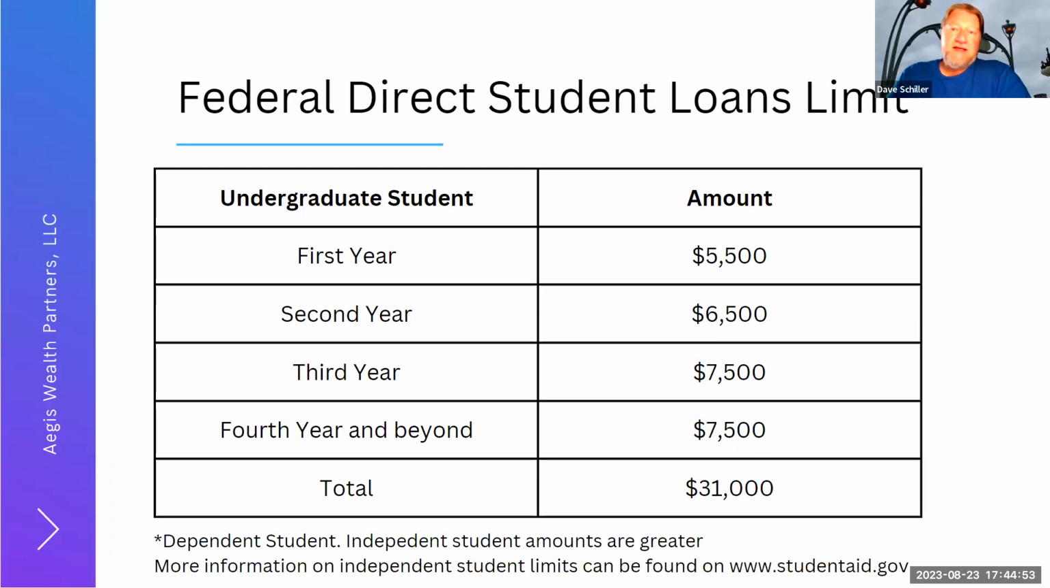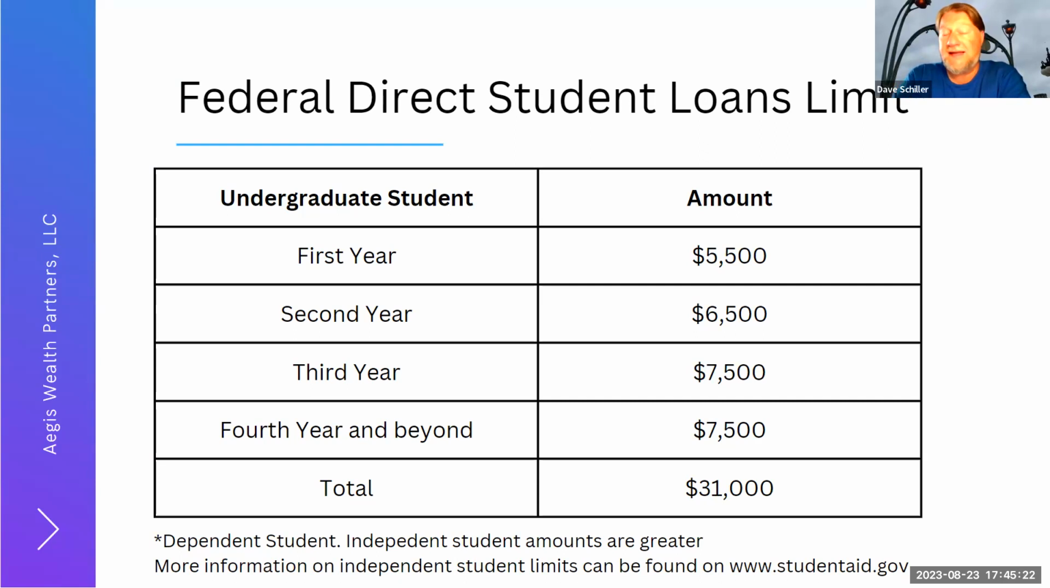So here we see the loan limits for federal direct student loans. This is not broken out by subsidized and unsubsidized. This is the total amount. For the first year, the most that a student can borrow for federal direct student loans is $5,500. Their second year, it's $6,500. And after that, it's $7,500 for a total of $31,000.